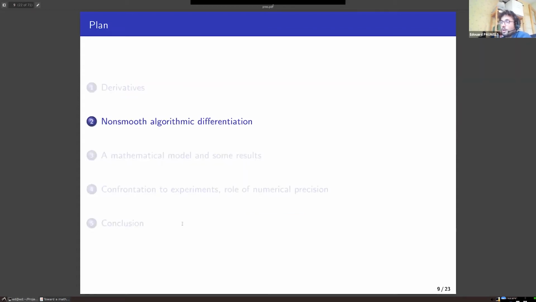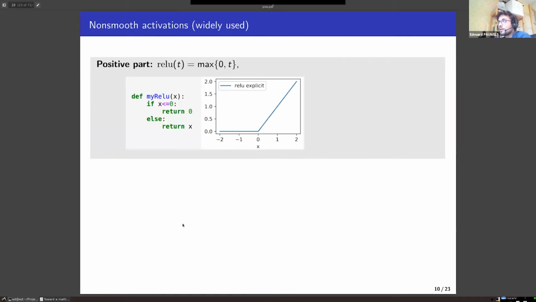Let's talk about non-smoothness. It turns out that one of the most widely used activation functions, those nonlinear functions which occur in the network, is the positive part, or the ReLU function. This is how it's called in this literature. So here I give you a program which computes the function and a graphical representation. There is a kink here, which means that it's not differentiable at zero. There is no notion of best tangent, best affine approximation at zero.